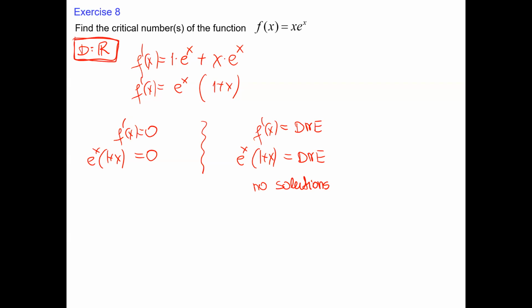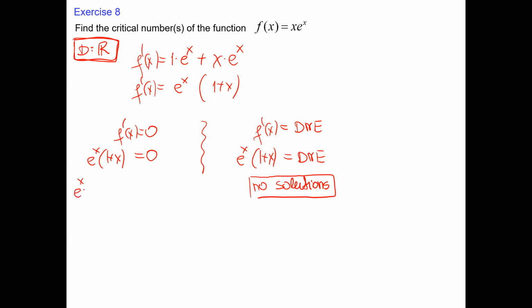No solutions, because the domain is all of the numbers, but it's still not a case, because sometimes we have domain all of the numbers, and we may have points with sharp corners. But this one, it's the combination of a linear function times an exponential. It's always defined. So we have no solution.